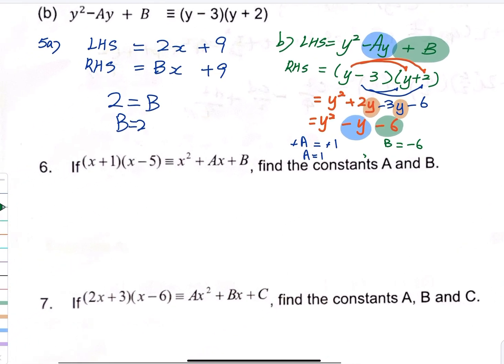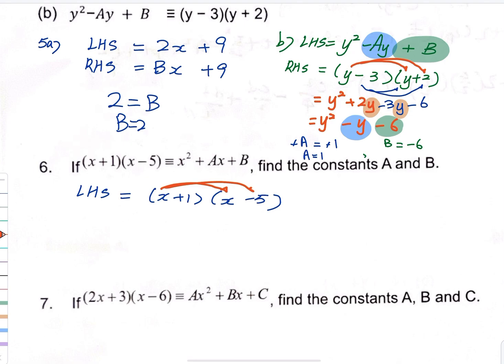Next, left hand side, you have x plus 1, x minus 5. Open up the bracket. This goes here, this goes here. This goes here, this goes here. So x times x, you have x squared. X times negative 5, you have negative 5x. And 1 times x, you have x. 1 times negative 5, negative 5.